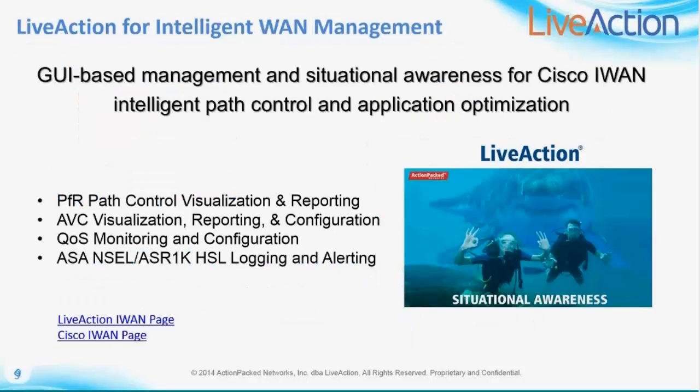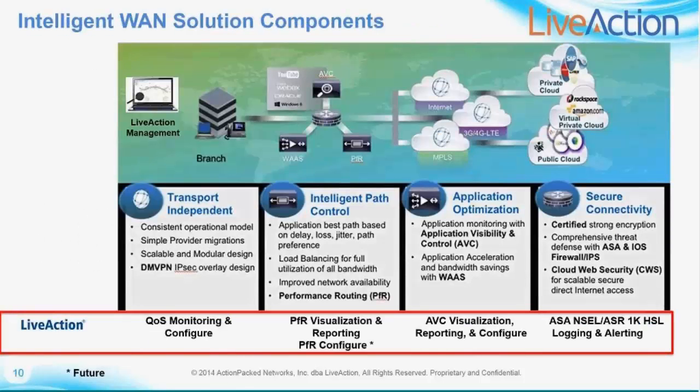So once again, for those of you who are on the call for intelligent WAN management, we do have that functionality in the tool today. I know that Cisco now is talking a lot about the iWAN initiative, and we fit into that very well with PFR path control, visualization and reporting, AVC visualization, quality of service monitoring and configuration, and the ASA NFDL template, a logging and alerting functionality that we have. And as you can see, with the intelligent WAN solution components that they have for the iWAN initiative, the different features of LiveAction fit in very well for each section. So we are, once again, one of the tools that is leading the initiative for intelligent WAN solutions.